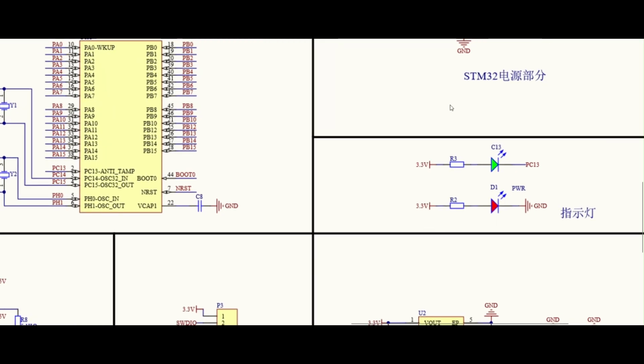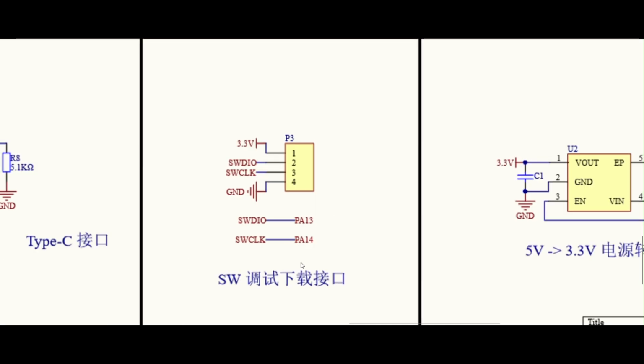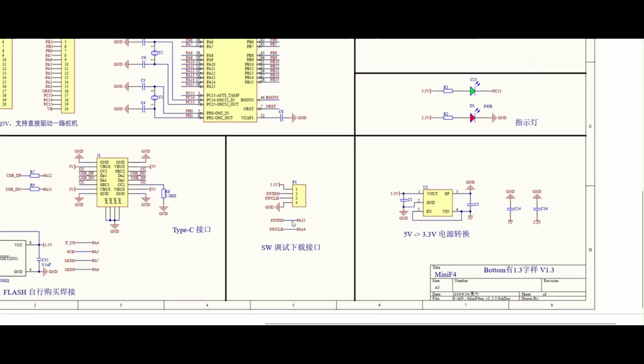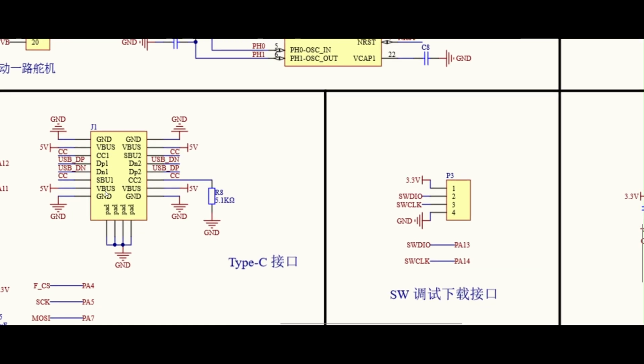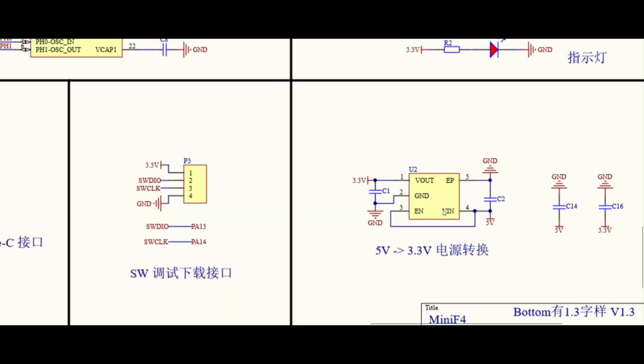Now we will see the schematic. As you can see, onboard LED is connected to PC13 pin. Here you can see the SWD pins. Also, you can have a look at the type C 5V and the regulator that converts 5V to 3V3.